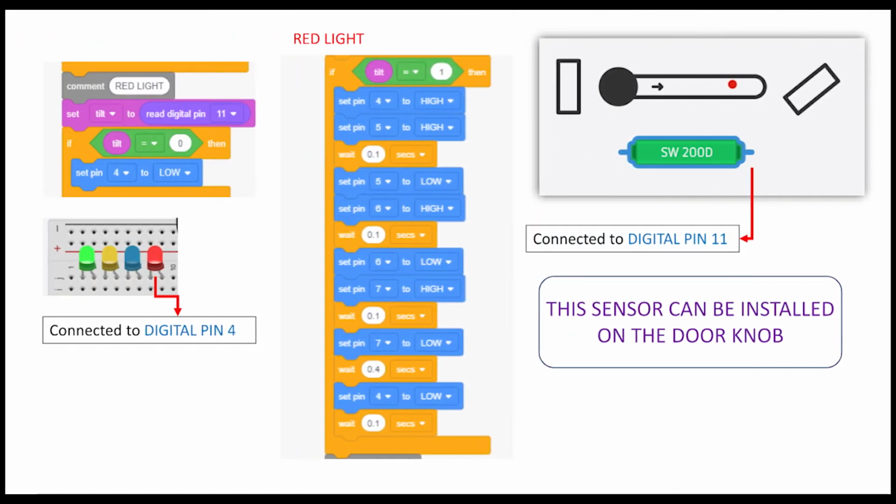Coming to the red light portion, which is connected to the digital pin 4, the red light corresponds to the signal received from the tilt sensor which is connected to the digital pin 11. This sensor can be installed on the doorknob, so it can detect the tilting of the doorknob. When it is completely tilted to here, it sends a signal 1. If it does not send a signal, then the light will stay off, but if it is tilted, it will send a signal 1, which will set these series of events into action, symbolizing that the alarm has gone off.